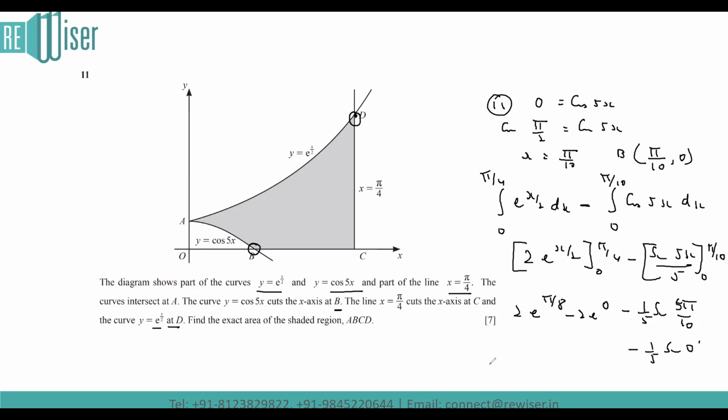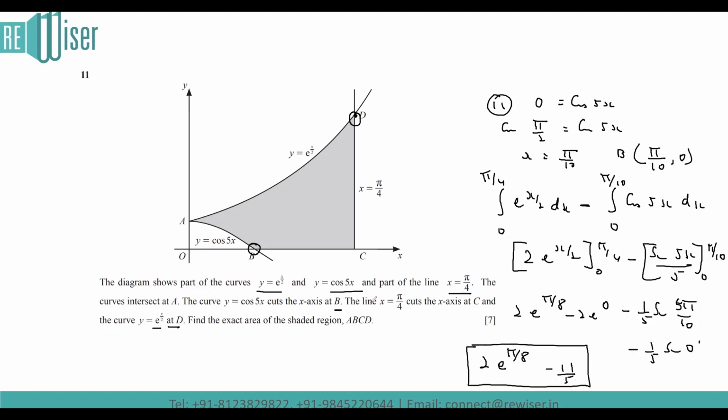So the answer that we got is 2 e to the power pi by 8 minus 2 minus 1 by 5. So that's the final answer that we got for the area of the shaded portion.